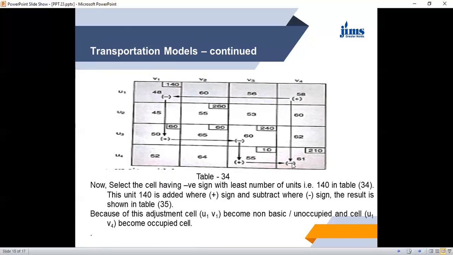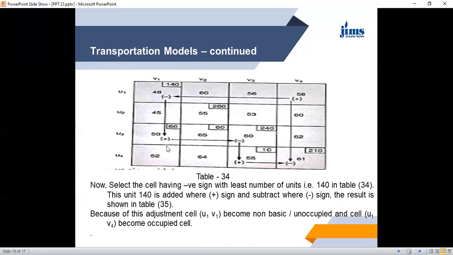So now we select the cell which has negative sign and least number of units. So the cell which has negative sign and with least number of units.